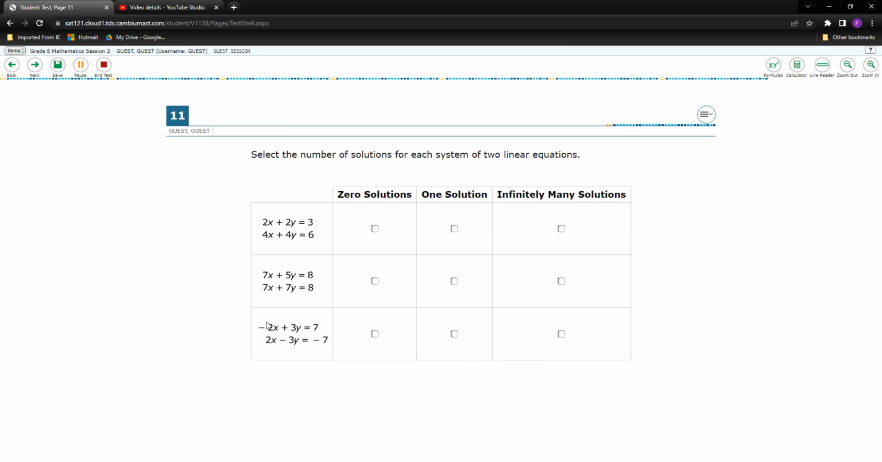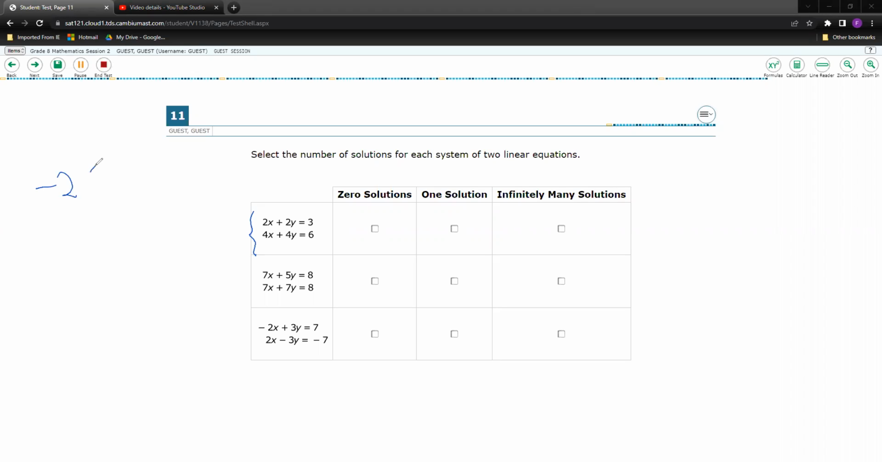Okay, the number of solutions. We have to look here at how we can multiply these equations by a number to see if they are the same or different. Case in point, let's do the first box. We have two equations. What if we were to multiply the first equation times -2? So I would have -2 times everything, times 2x, times 2y, times 3.